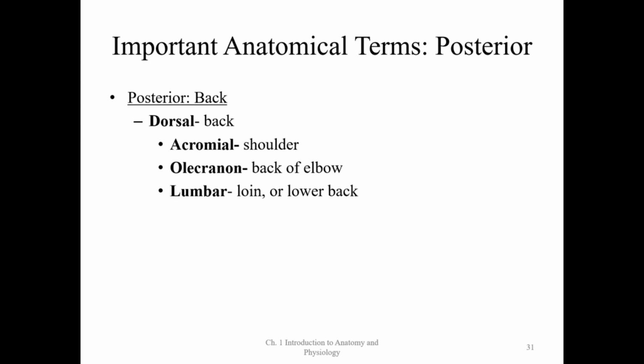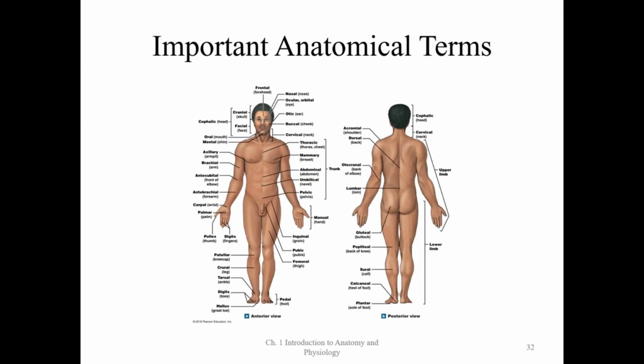Olecranon, back of elbow, and lumbar, loin, or lower back. Okay, so those are part of the upper limb. You could see them on the back. That's why I have them there. I could put it with the upper limb. It doesn't really matter. It's not that I'm saying it's part of the back. It's just you can see it on the back.